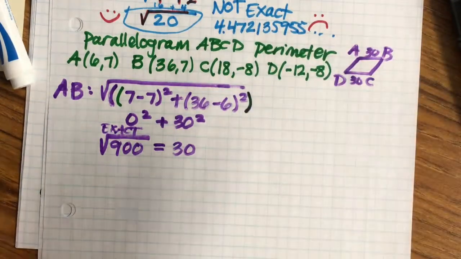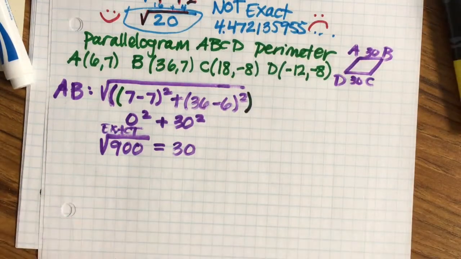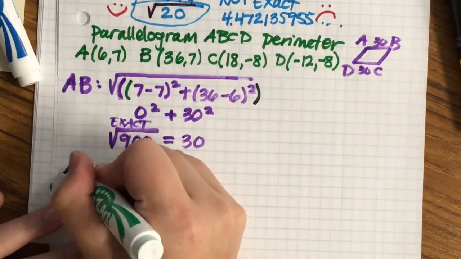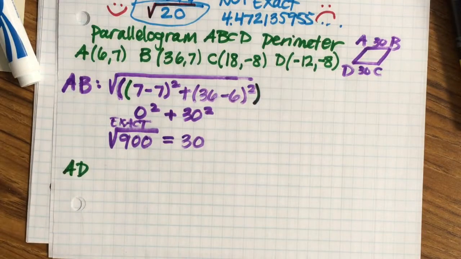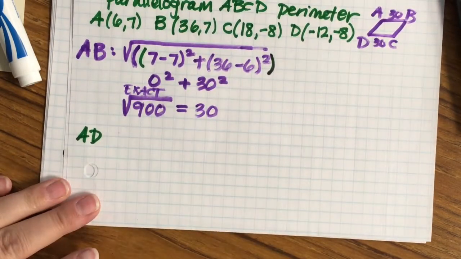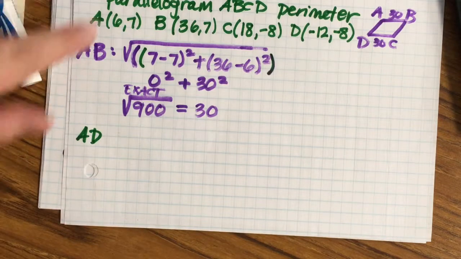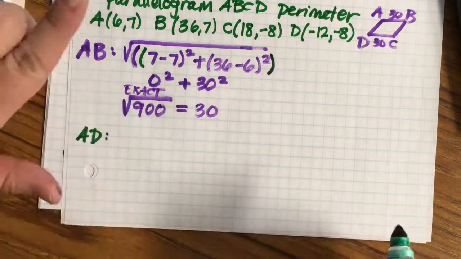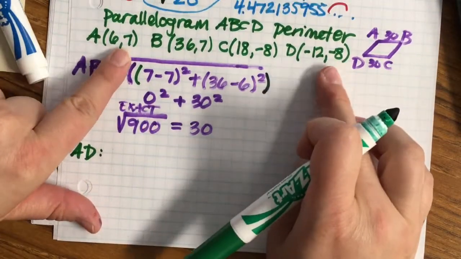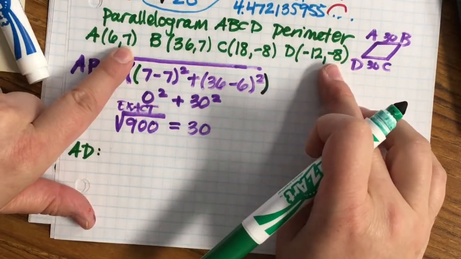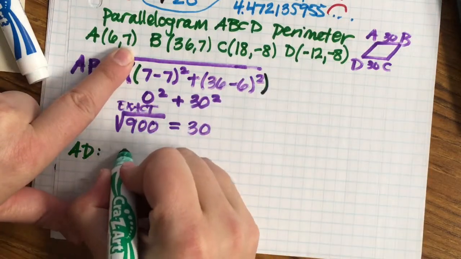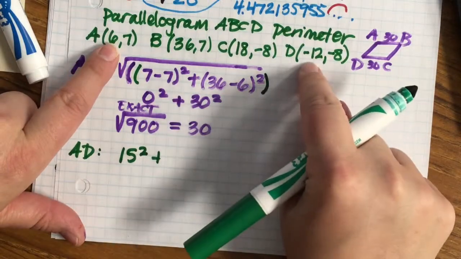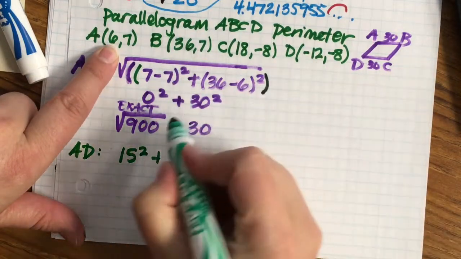Okay, so now what's a length that we do have to find? Let's do A to D. And then we find the whole thing. So I'm going to do this now the way that I do it without doing the lots of parentheses. So from A to D, I look at A and I look at D. How far apart are 7 and negative 8? 15. They're 15. So I'm going to do 15 squared plus, and then how far apart are 6 and negative 12? 18. Do you guys see that?